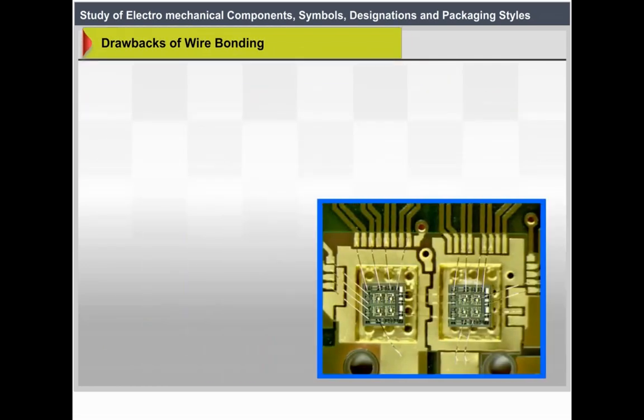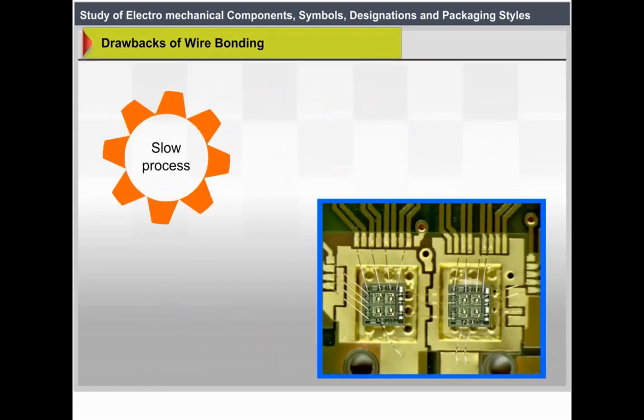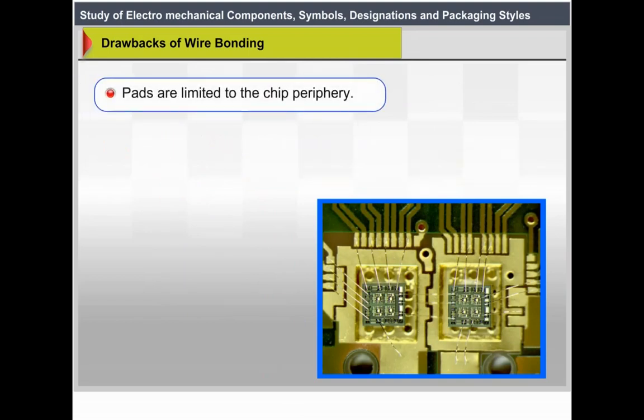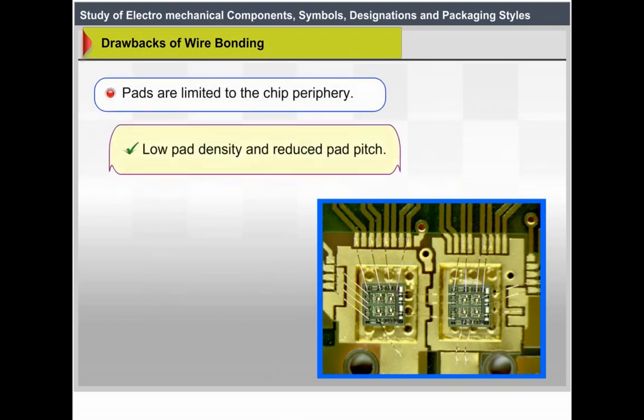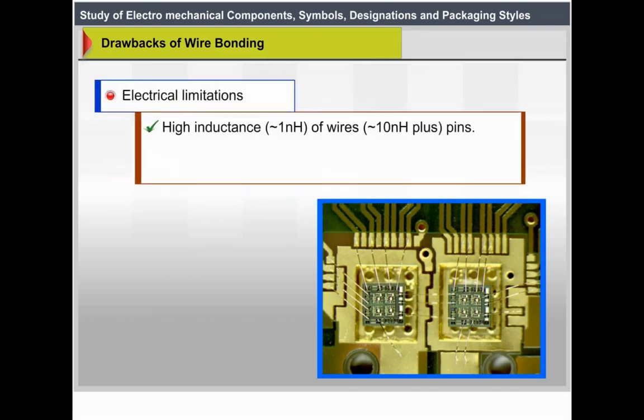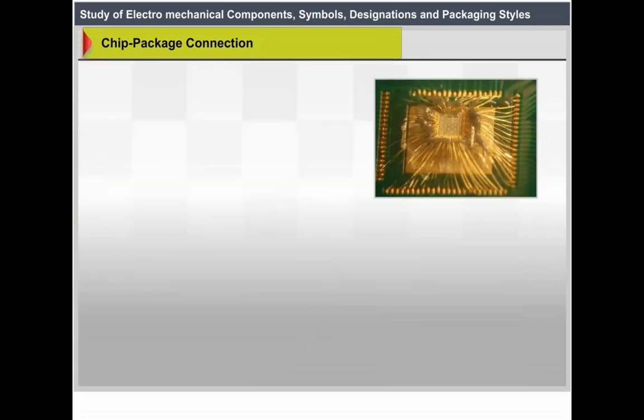Drawbacks of wire bonding. Slow process, one pin at a time. Speeds from 4 to 10 wires per second. Pads are limited to the chip periphery. Low pad density and reduced pad pitch, up to approximately 500 pads. Electrical limitations. High inductance, approximately 1 nH of wires, approximately 10 nH plus pins. Crosstalk between adjacent wires.